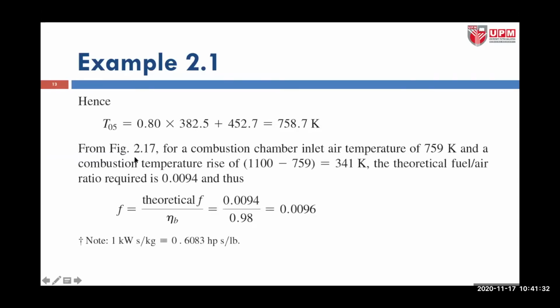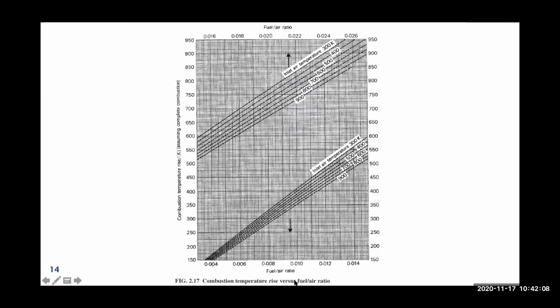TO5 is 758.7 Kelvin. So from figure 2.17, for a combustion chamber inlet temperature of 759 Kelvin and a combustion temperature rise of 1100 minus 759 Kelvin, which is equivalent to 341 Kelvin, that is the combustion temperature rise. The theoretical fuel to air ratio is given as 0.094.